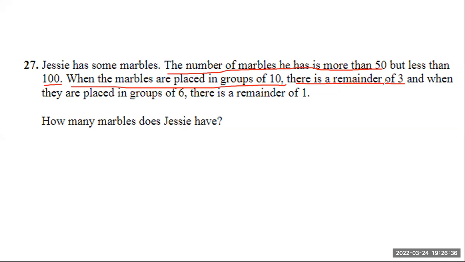Right? So we have to use numbers between 51 and 99, right? Because remember, the first condition is that he has more than 50 marbles, but less than 100. So the second statement, Nathan, would be when the marbles are placed in groups of 10, there's a remainder of 3. So Nathan, what does that mean to you? If I tell you you divide by 10 and you get a remainder of 3, what is the first number between 51 and 99 that will work for?